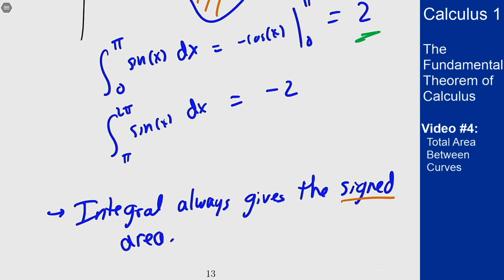And you have to take this into consideration when you're trying to figure out what the problem actually wants from you. If it wants a signed area, then just do it this way. But if it wants the actual area contained by these curves, you'll have to make sure you flip the sign wherever you need it to get the actual area and not cancel things out with these pluses and minus signs.